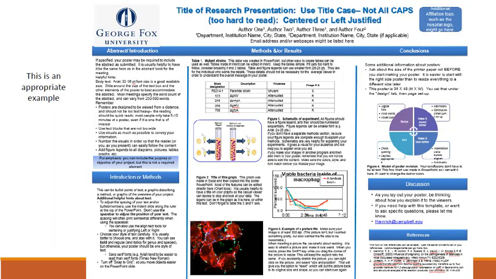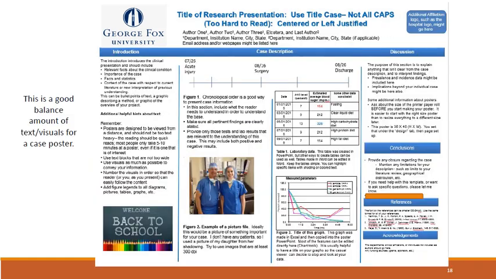Here is something that is described as an appropriate example. Now, I might argue that there is a lot of text there. Maybe too much. Here is another one that is considered a good example. I think there is a good amount of text here, but there's also a lot of different tables and figures, things that can create discussion.